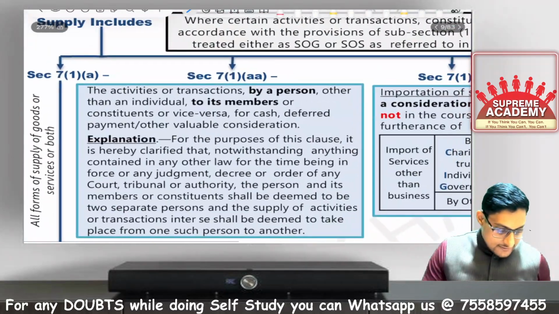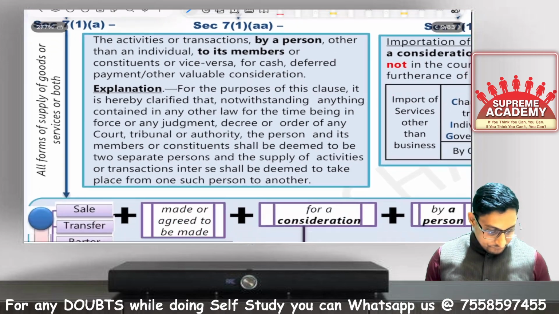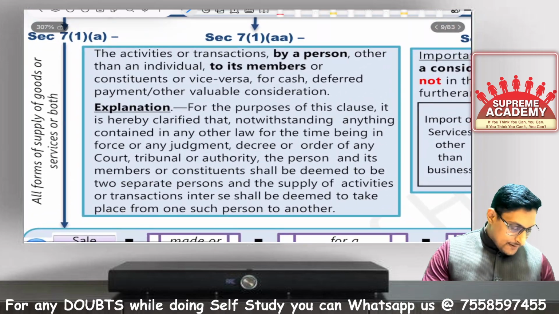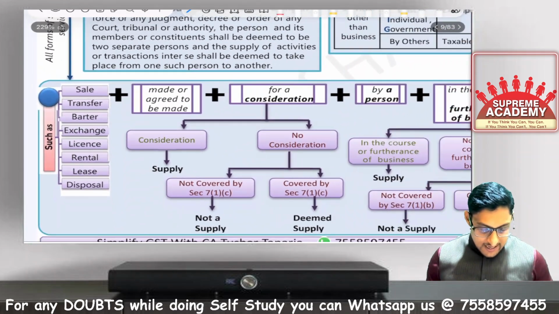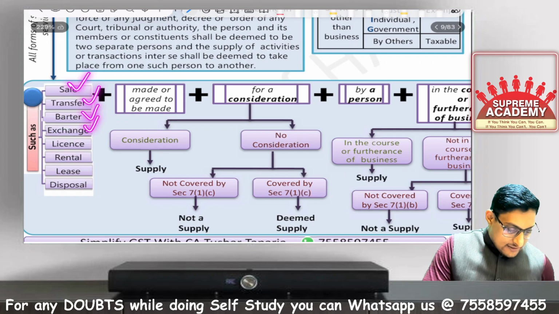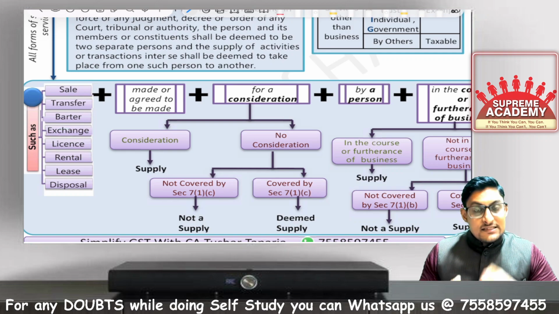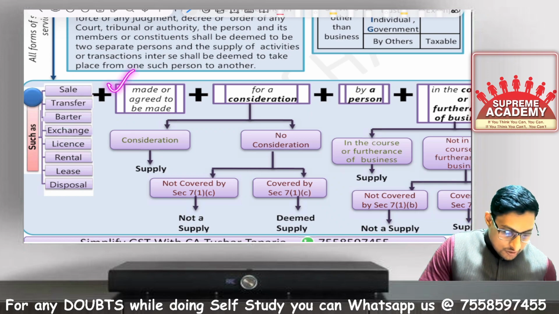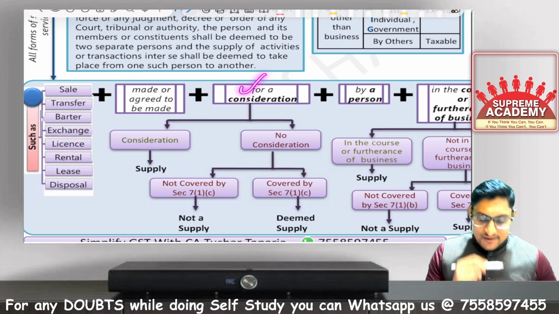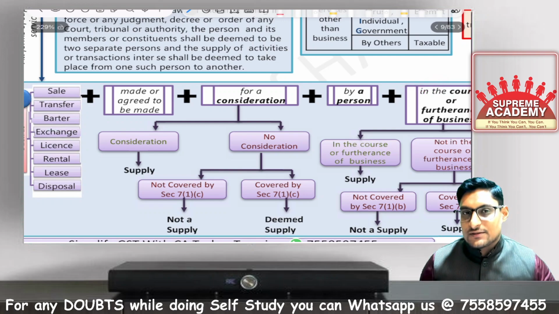So right now we are going to analyze the first one, 7(1)(a). What does this section tell? It tells all forms of supply of goods or services or both, such as sale, transfer, barter, exchange, license, rental, lease, disposal, etc., made or agreed to be made for consideration by a person in the course or furtherance of business.